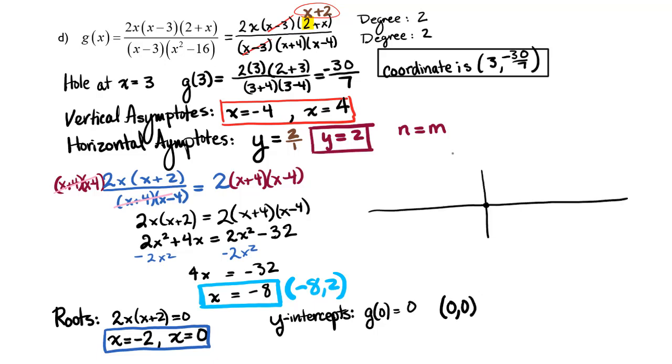Let's look at all the roots. We have 2x, we have x plus 2, we have x plus 4, and x minus 4. So it's a positive degree 4 polynomial to get my signs. I'll have a root at 0, at -2, at -4, and at +4.